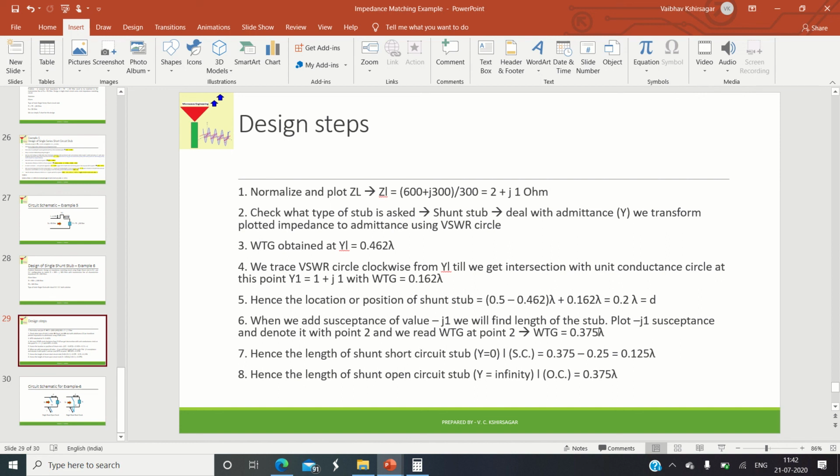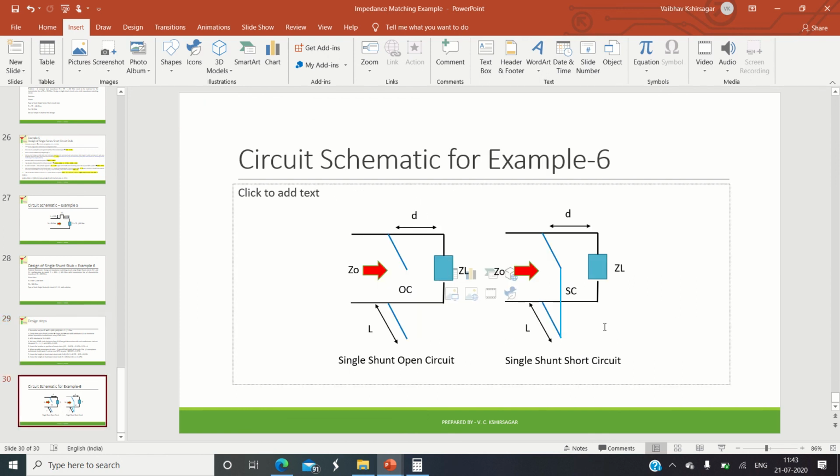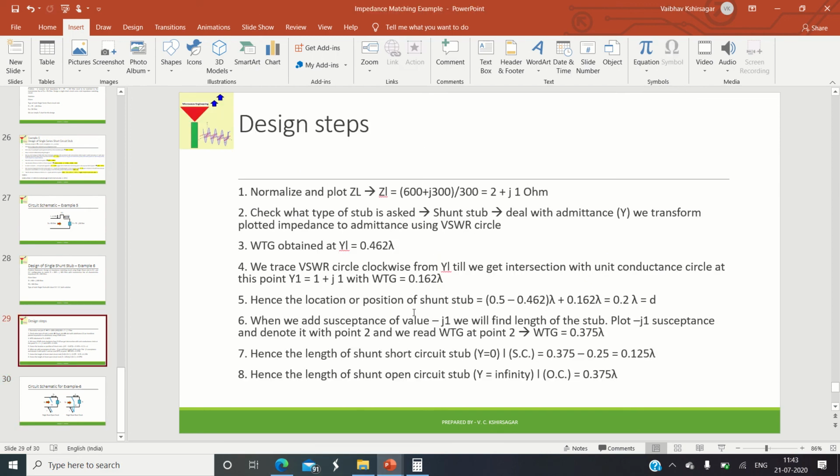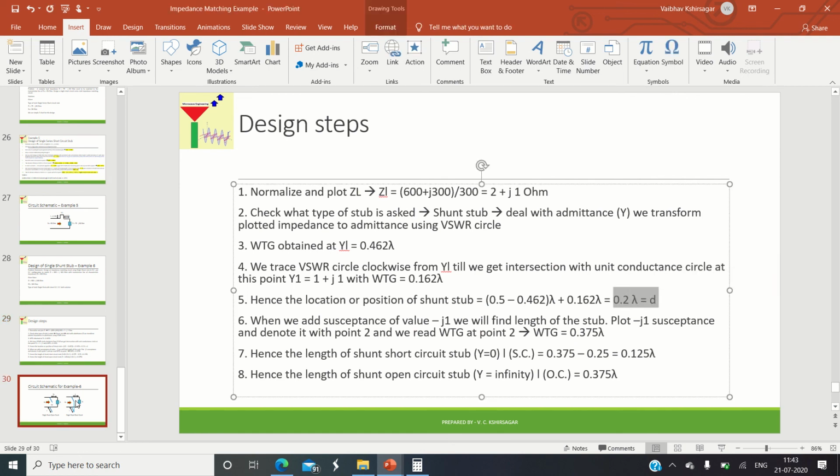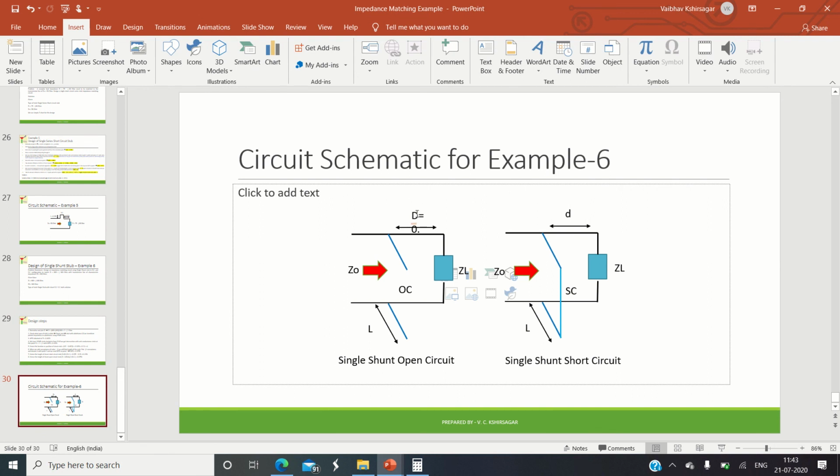The distance is going to remain the same. The distance in both cases is 0.2 lambda. So here I will write what distance we have got for the first case, that is 0.2 lambda, and it is common for both.